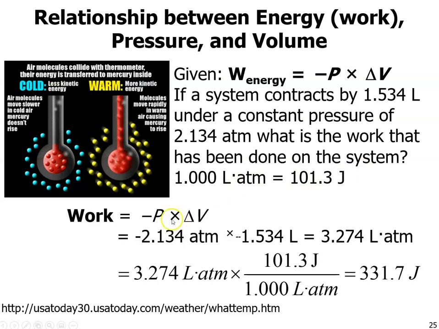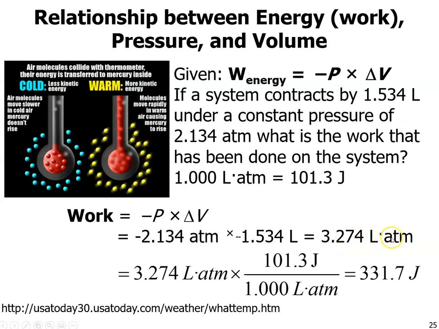So let's look at this. We have the negative pressure times the change in volume. We take this 2.134 atmospheres, that's the pressure, and we make that the negative value, negative 2.134 atmospheres. We multiply that by the change in volume, which, because this was contracted, is a negative value. It got smaller. It went to negative 1.534 liters. So we have a negative times a negative. That's going to give us a positive value of 3.274 liter atmospheres.